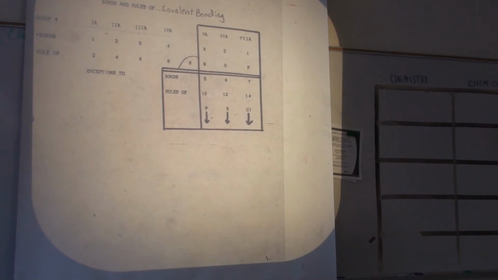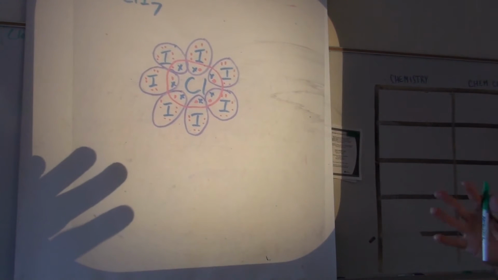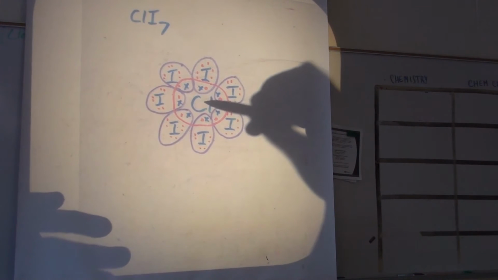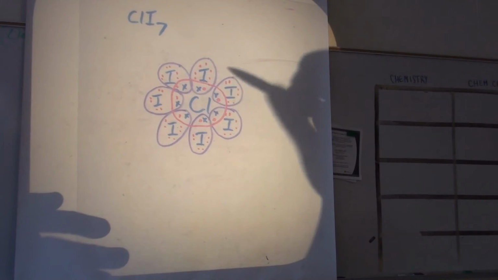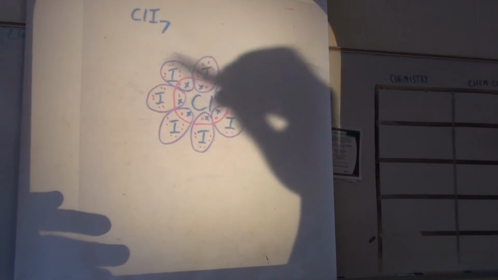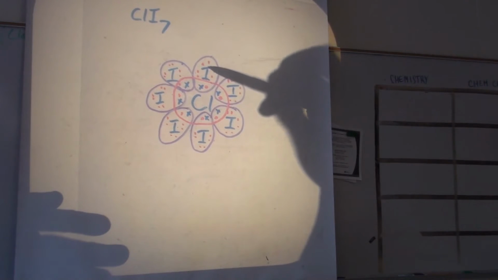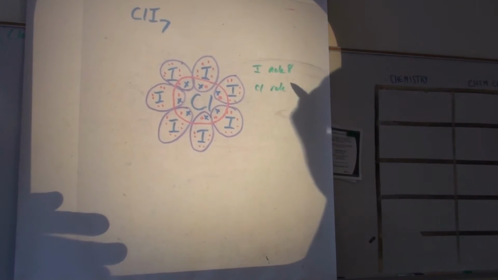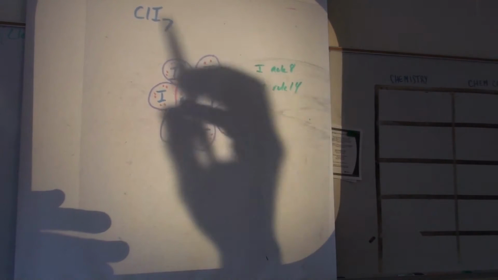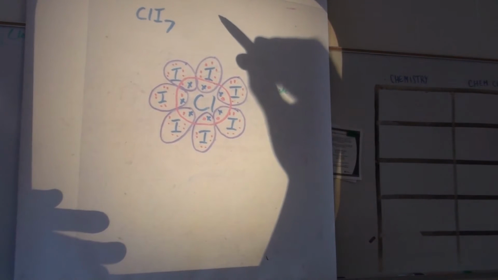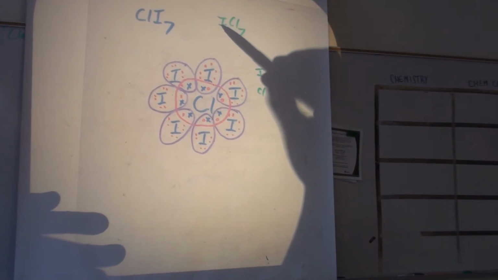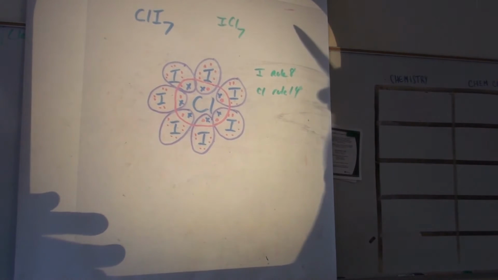So how do you know which rule it's going to follow? This is a rule of thumb here, Kennedy. It's not always the case. But if you're on the inside, usually it's going to follow the higher rule. If you're on the outside, usually it's going to follow the lower rule. So here we have iodine following the rule of 8, and we have chlorine following the rule of 14. If I reverse this, if this was ICl7, then you'd probably have iodine following the rule of 14 and the chlorines following the rule of 8.